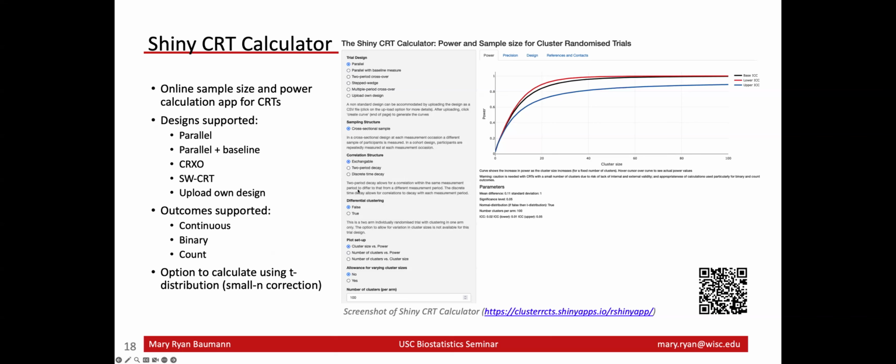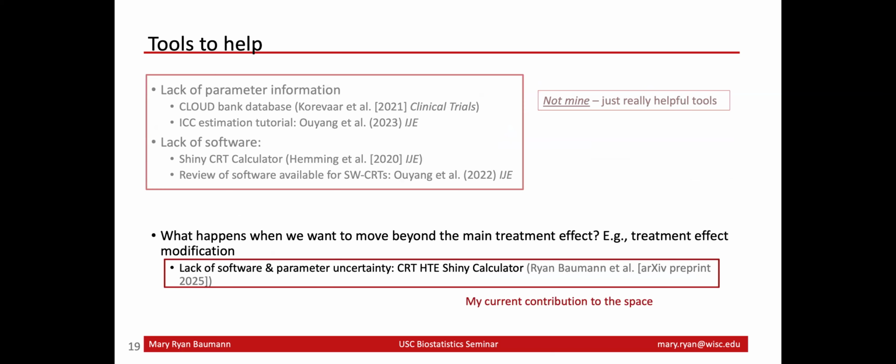They have a nice mix of the types of correlation structures you can implement, and it gives you some really nice plots in terms of being able to look at how your sample size is affected by ranges of ICCs, as well as directing you to additional resources if you're willing to dig into it a little bit more. And it's from this calculator that we took a lot of our inspiration for extending it to the heterogeneous treatment effect space, which is what I'm going to talk about next.